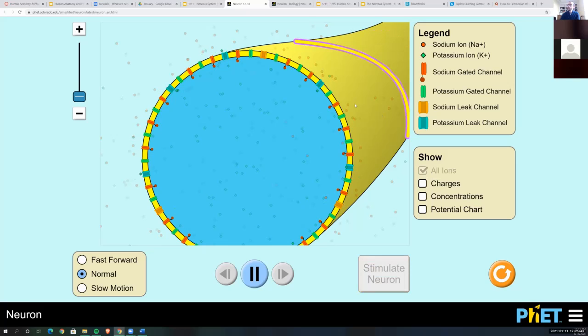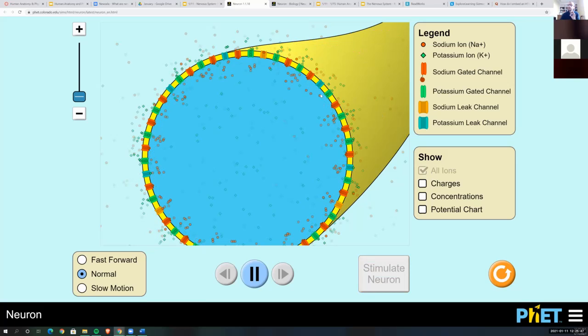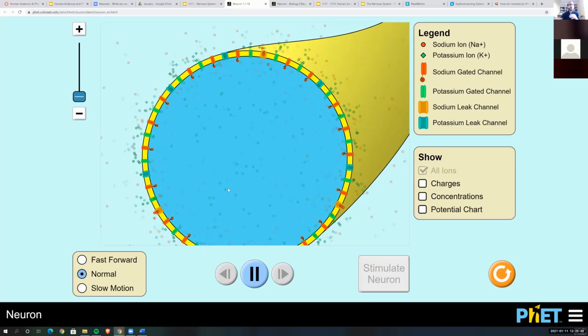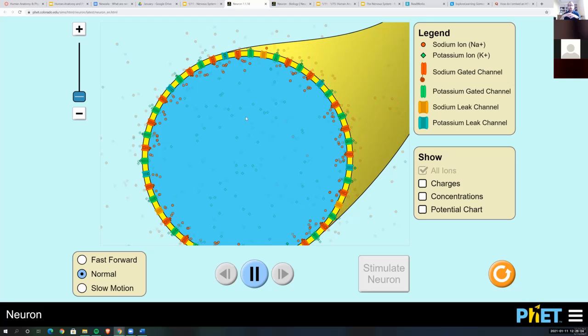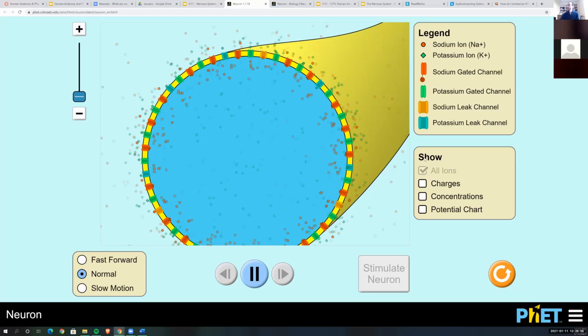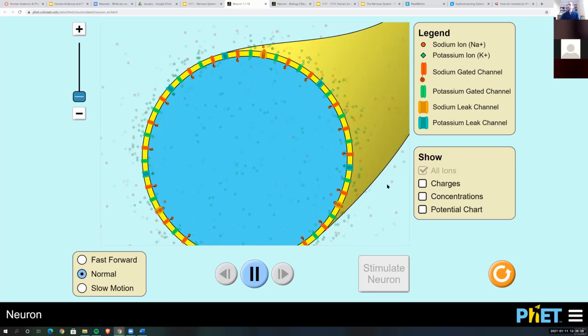Watch the electrical charge travel down, and then as soon as that electrical charge, that potential, gets to a particular spot, it opens up gates, closes gates. And what that does is it changes the concentration of sodium and potassium inside the neuron versus outside the neuron. Let me show you. Now you can see electrical charges.